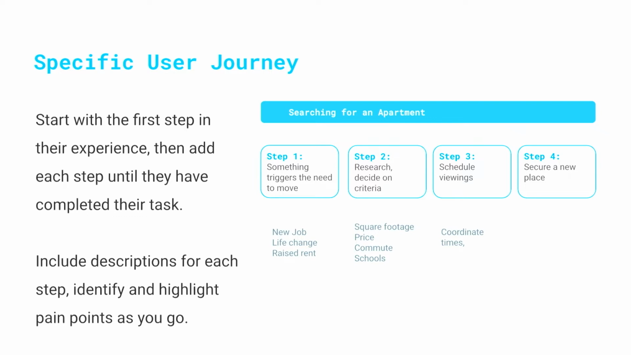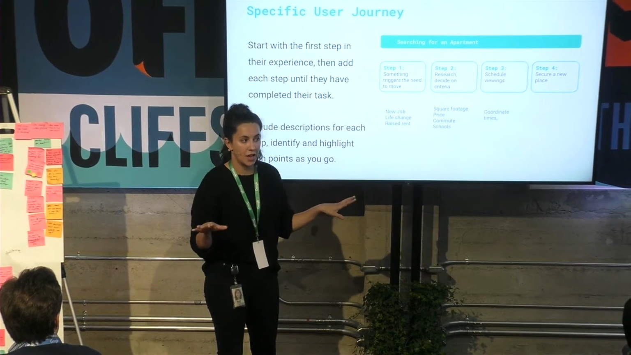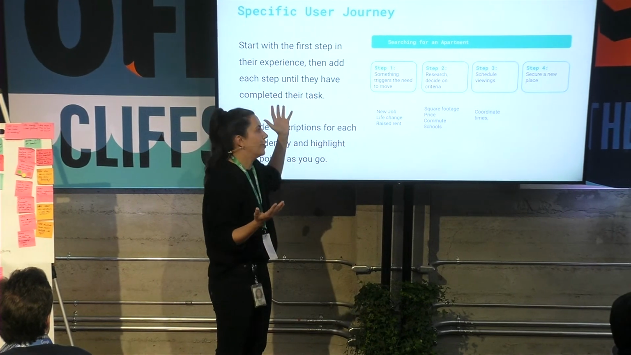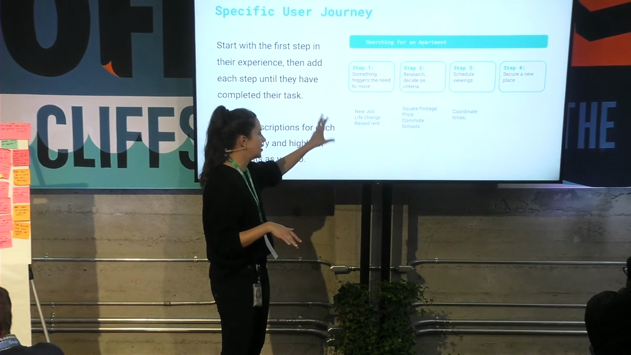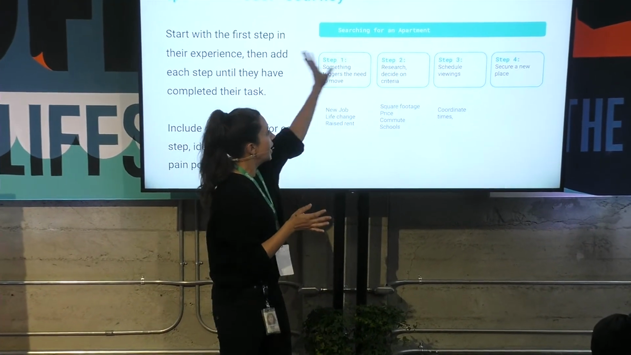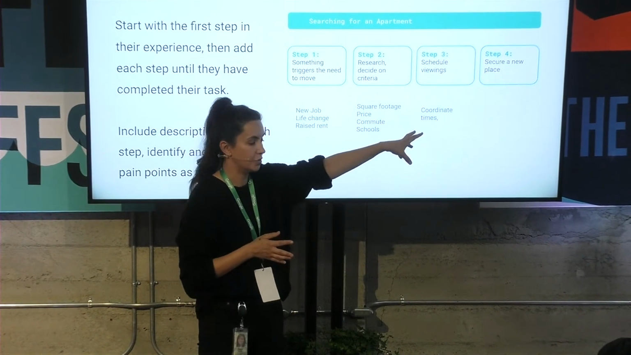So for example, if we were in a design sprint coming up with an app to help somebody find an apartment, as part of my user journey, I would look at the way somebody might look for an apartment now without the existence of my app. So step 1 would be something triggers a need to move. Maybe you get a new job, a life change, your rent's raised, you live in San Francisco. And then you'd come up with the steps after that, and the final step being secure a new place.